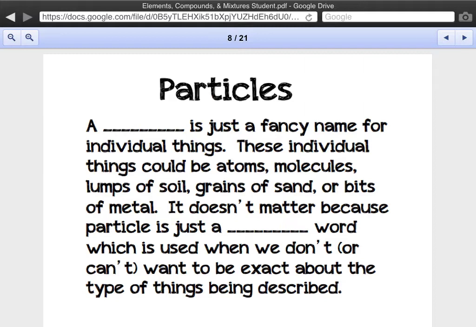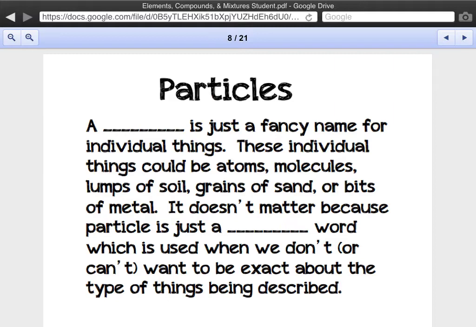A good example of when we science teachers use the word particle is when we're talking about the air. Because the air is a mixture of elements like oxygen, argon, and nitrogen. It's mixed with compounds like carbon dioxide, or you can say that air is a mixture of particles. So particles makes it easy for us to talk about different atoms and molecules and compounds without being specific at that time.